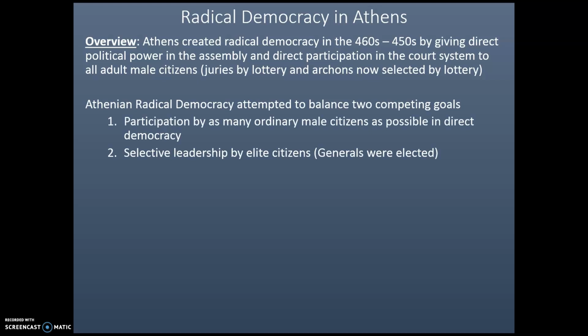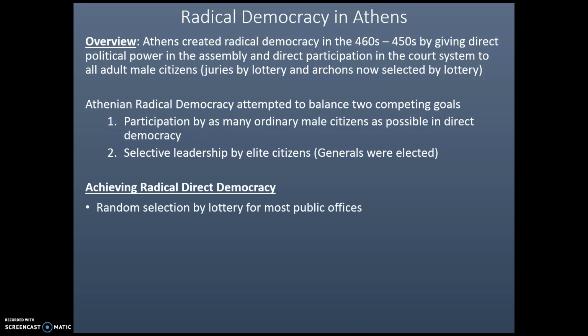But the thing with Athenian radical democracy, it's trying to balance two really important competing goals. They want as much participation by the regular citizens. However, they also want selective leadership by the elite, the generals. Again, remember in Athens, the generals are their top citizens, top government officials. They're generals of the military. They're also leaders of the government here. And so they want participation, but they also want the elite having final say here, the sort of nobility of that. So it's tough to have both, right? Participation by everybody, but also selective leadership up at the top.